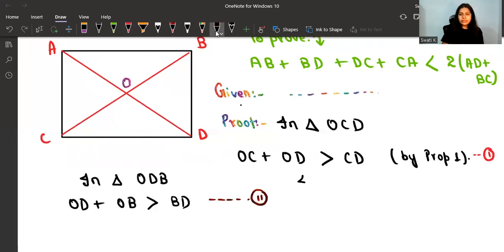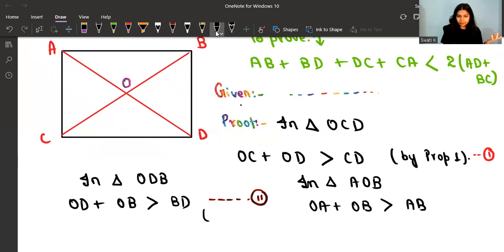So I'm writing here only. So in triangle AOB, we can write down OA plus OB is greater than AB. Again, by using the property, okay, I have not written here, but please make sure you are writing the reason as well. All right, by property 1 again. And this I'm putting as equation 3.